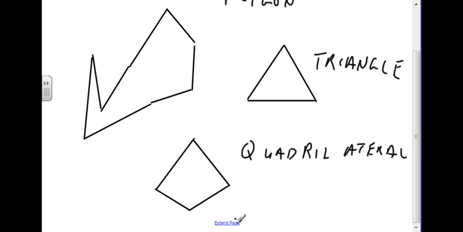And then I could have 5 and I could have 6. I could have a decagon and have 7. Okay, well that's fine. This section has to do with triangles.